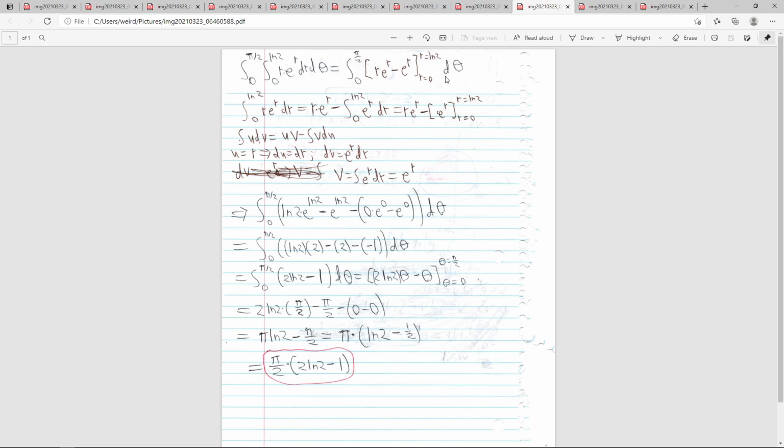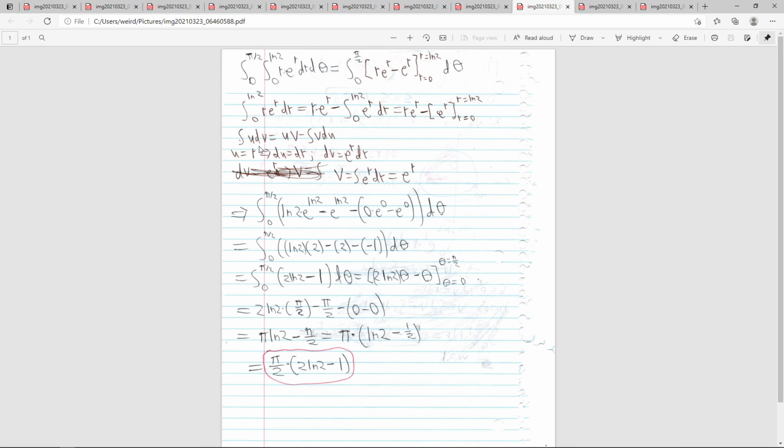Yeah, and the point is, up here is what you get: r e^r minus e^r, with r equals ln 2. So that's what you have to plug in. That's what the first integral becomes. So this works out to r times e^r minus the integral from 0 to ln 2 of e^r dr.